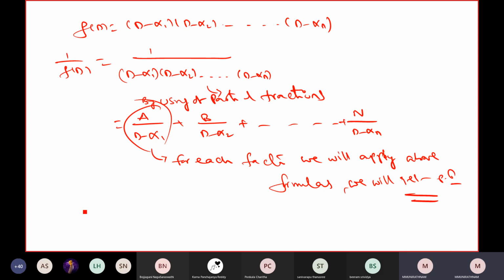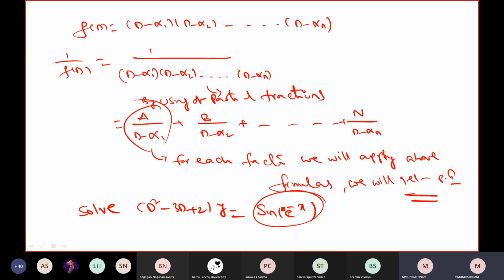Write down the problem here: solve d square minus 3d plus 2 into y equal to sine of e power minus x. When you observe, our RHS q of x is sine of e power minus x, which is not in our 5 methods, so definitely we have to go by the general method.